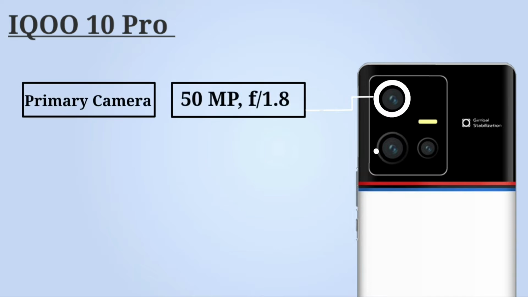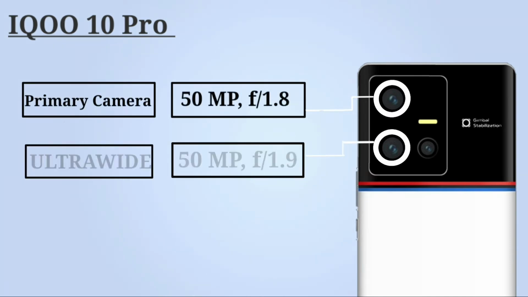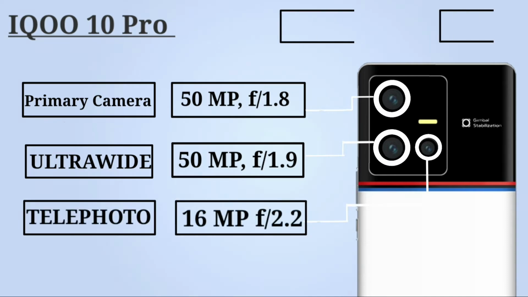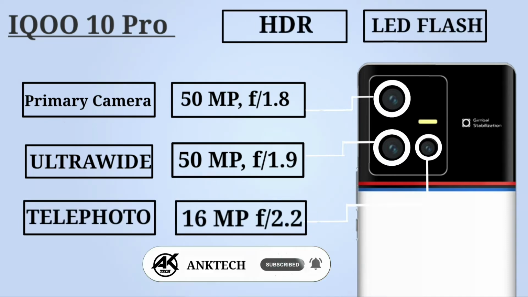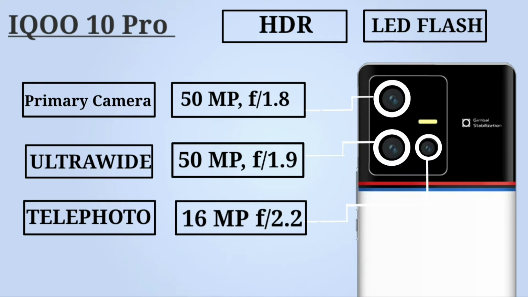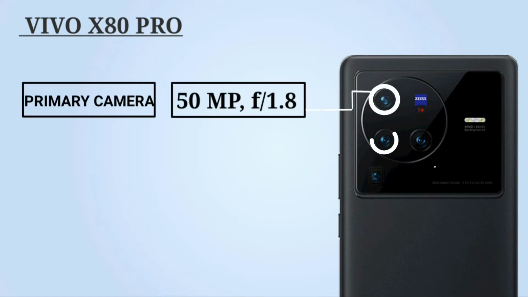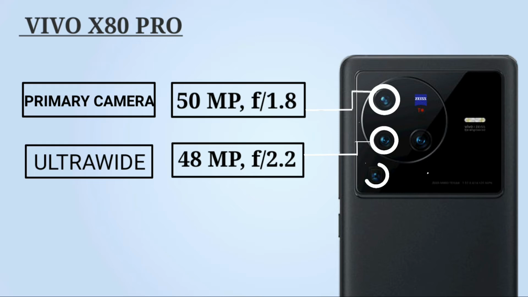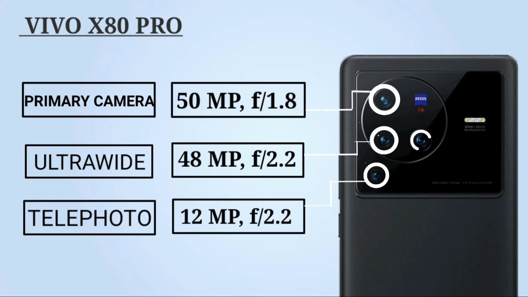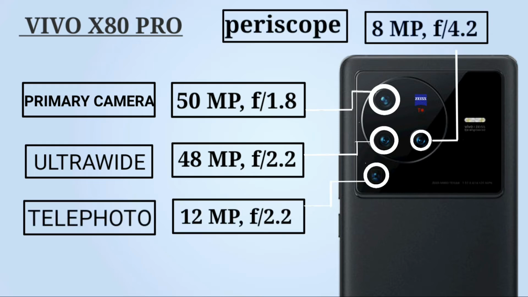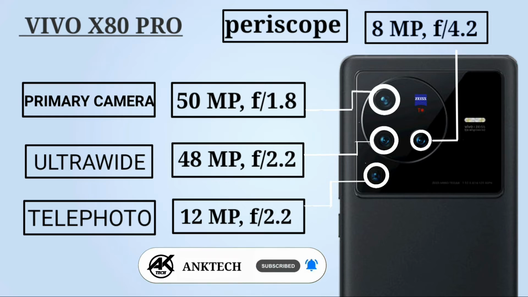Let's start with iQOO 10 Pro. Its primary camera is 50 megapixel with aperture 1.8, ultra wide also 50 megapixel with aperture 1.9, and telephoto 16 megapixel with aperture 2.2, and an LED flash. Let's talk about the Vivo X80 Pro camera. It also supports a quad camera setup and its primary camera is 50 megapixel with aperture 1.8, ultra wide 48 megapixel with aperture 2.2, telephoto 12 megapixel with aperture 2.2, and periscope 8 megapixel with aperture 4.2.